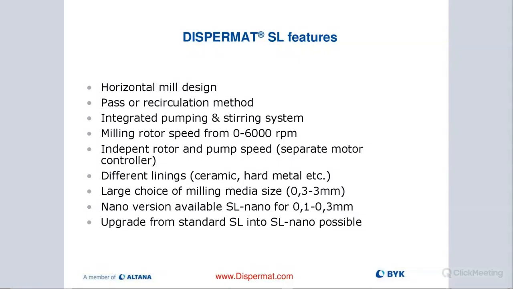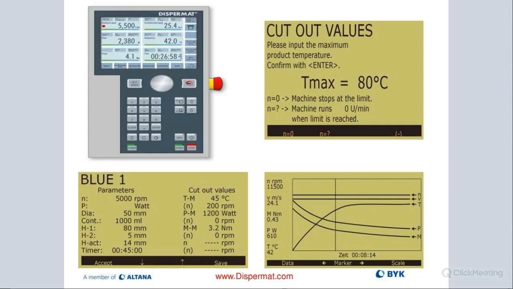And you can buy a nano kit separately and implement that with the standard SL, turning a normal horizontal mill into a nano mill. Very, very nice feature.